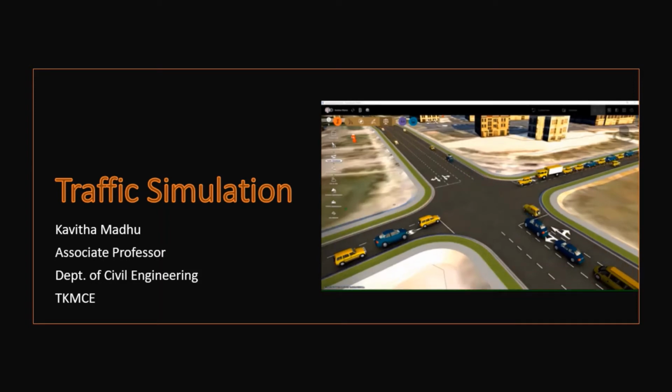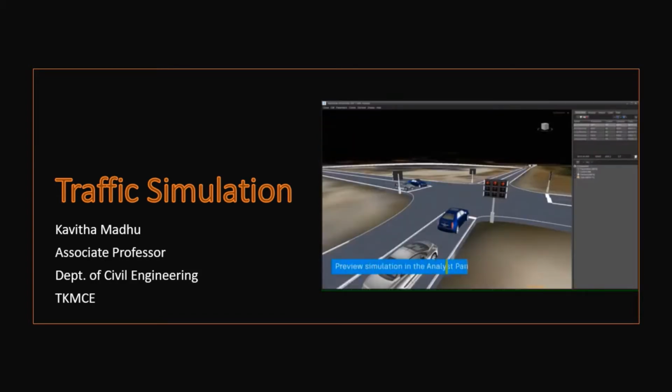Hi dear students, in today's video I'm going to discuss traffic simulation, why it is required and what are the various steps involved in that. So what is traffic simulation? Traffic simulation is nothing but computer models which could represent the individual driver behavior and the vehicle performance characteristics, and we can use these models to evaluate any strategies that are dealt with by the traffic engineers.